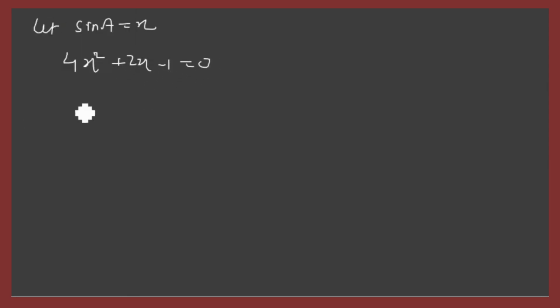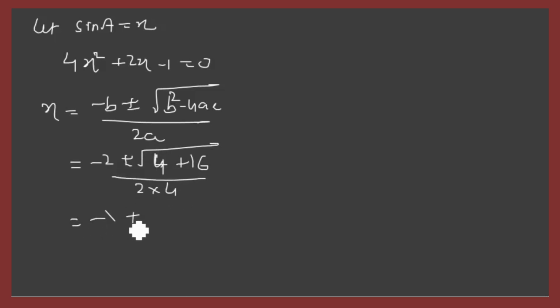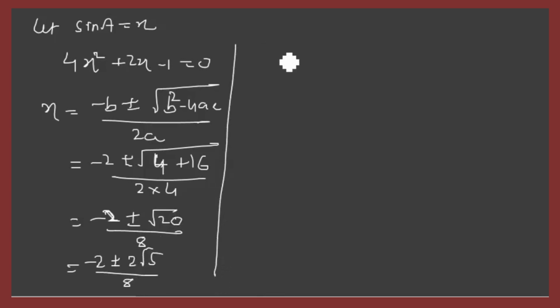Now we can use the quadratic equation formula, that is minus b plus minus root of b square minus 4ac, by 2a. So minus 2 plus minus root of (4 plus 16), divided by 2a, so 2 into 4. So we get minus 2 plus minus root 20, divided by 8. We can write root 20 as 2 root 5, divided by 8. So we can take 2 common, so minus 1 plus minus root 5, divided by 4.